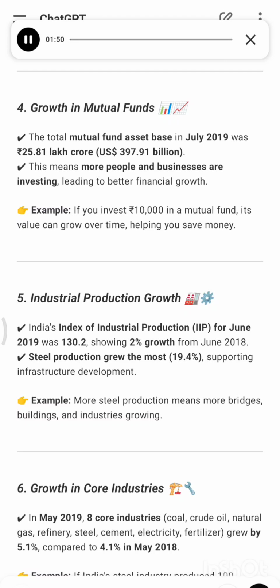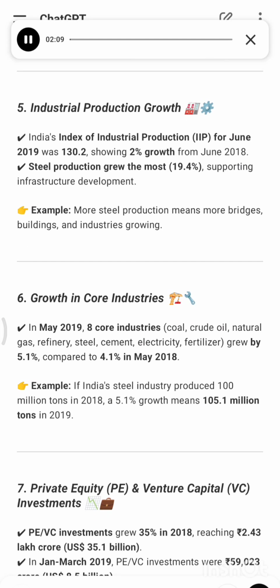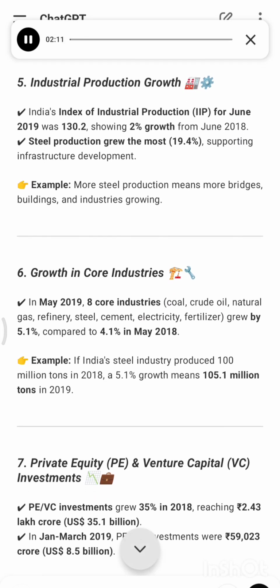5. Industrial production growth. India's Index of Industrial Production (IIP) for June 2019 was 130.2, showing 2% growth from June 2018. Steel production grew the most, 19.4%, supporting infrastructure development. Example: more steel production means more bridges, buildings, and industries growing.